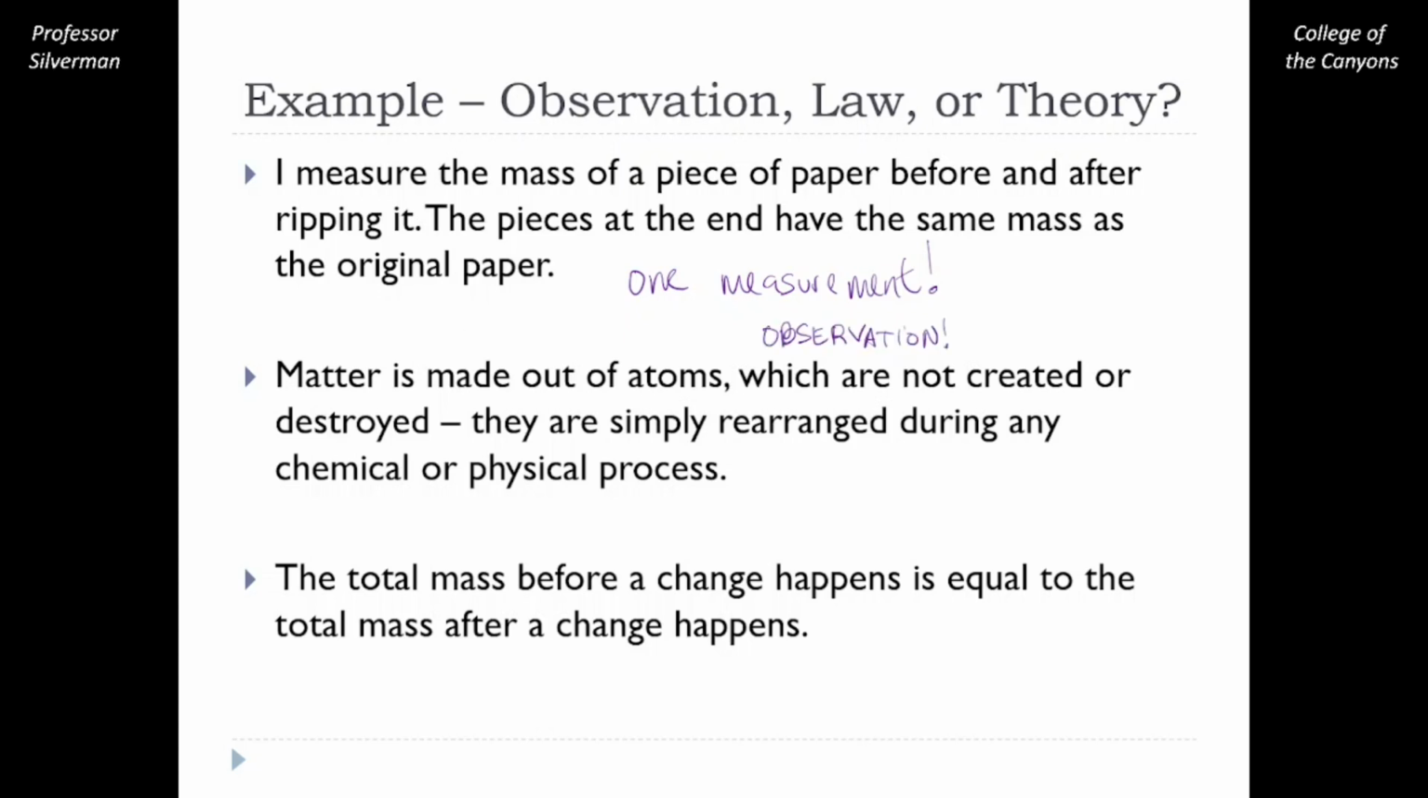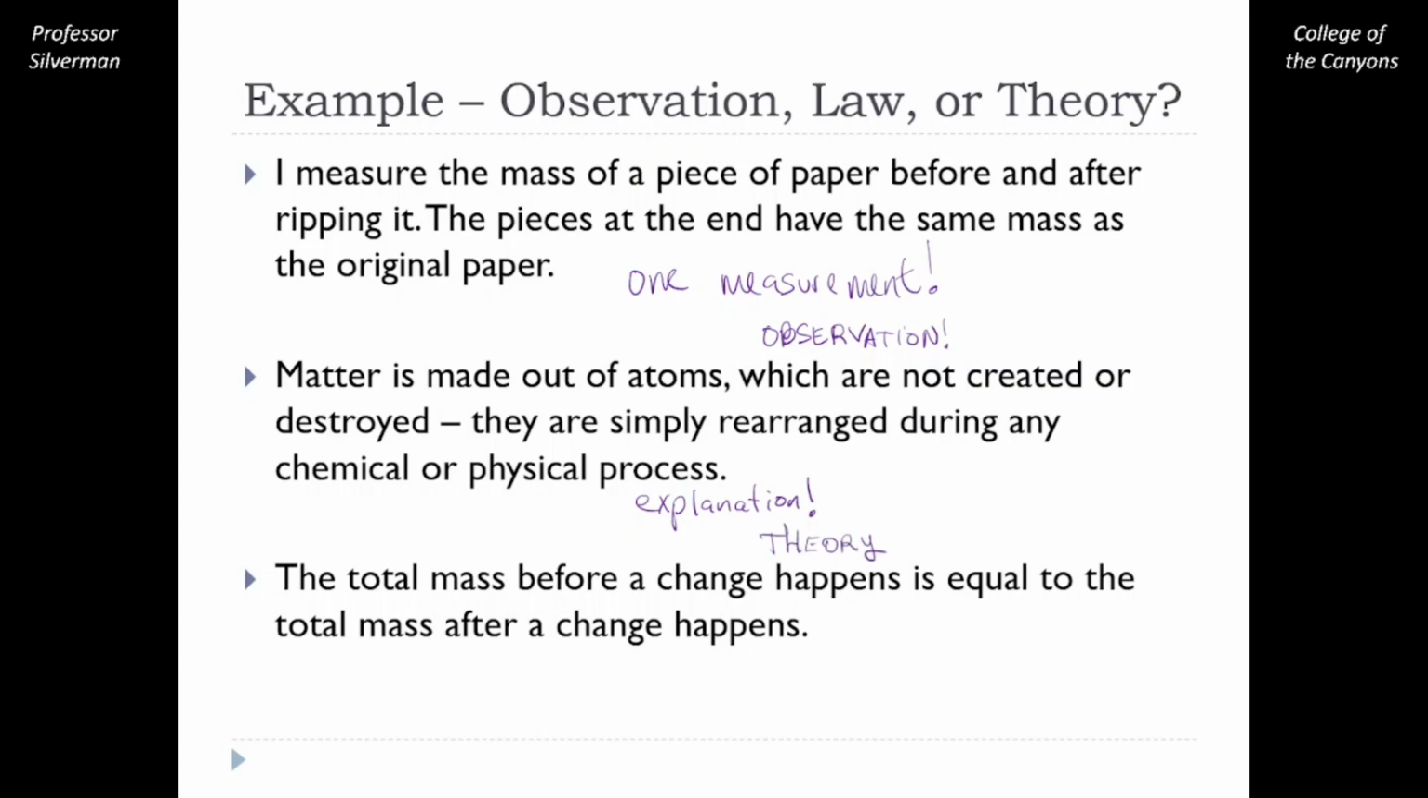Second, it says matter is made out of atoms, which are not created or destroyed. They're simply rearranged during any chemical or physical process. Well, this is not one measurement. And actually, this is not really an equation. This is more of an explanation. Because of that, we can say that this is a chemical theory.